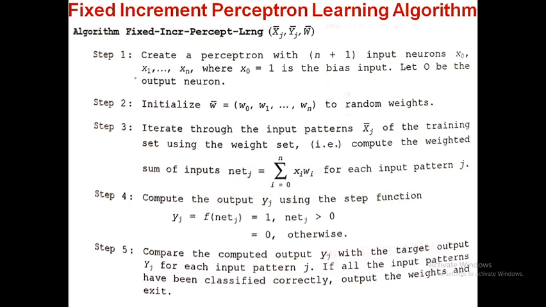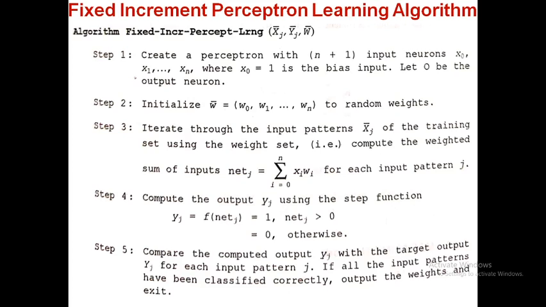So here the summing input for the first set of inputs will be summation i equal to 0, that is x0 into w0 and so on. Likewise, for each set you will get the summing input. In the next step, compute the output yj. For the first set of inputs, you will get the corresponding output yj. For j equal to 1, y1 will be obtained using the step function, where yj is the function of net j.